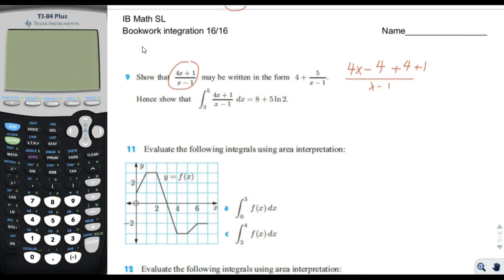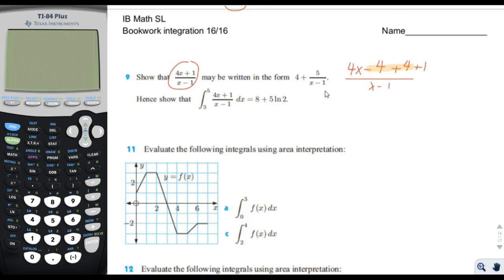We're doing page 16, the last page of integration. For number 9, it says, show that this rational function can be rewritten in this form. And to do that, we're going to do a trick which may remind you of completing the square. Okay? And you might not see why we're doing this at first, but afterwards you'll see why.